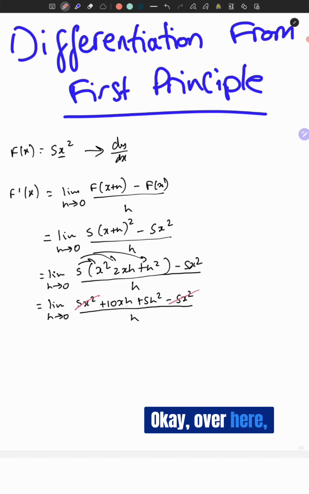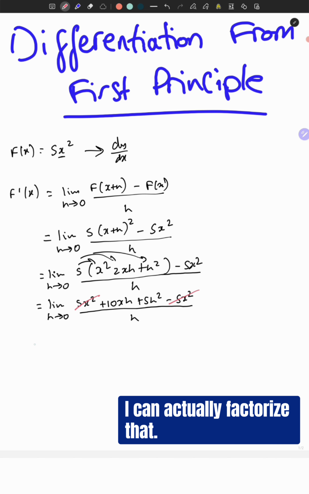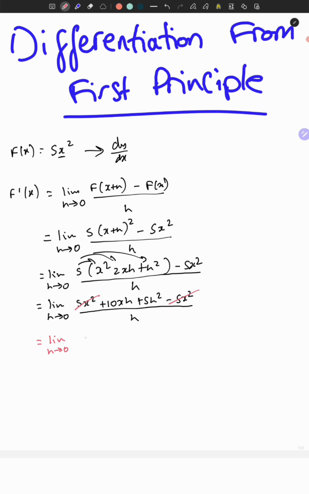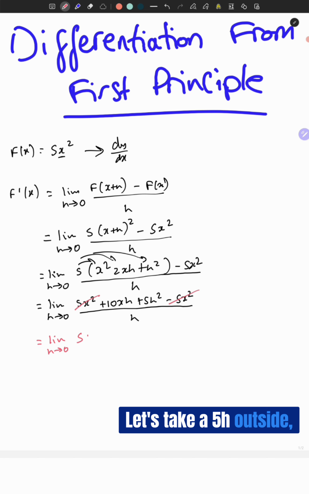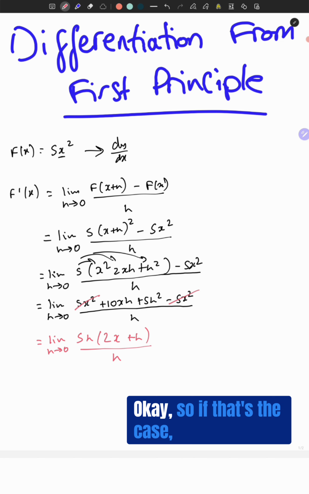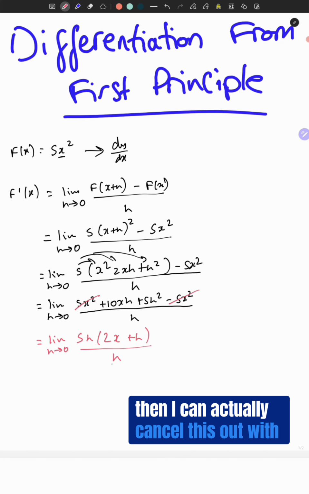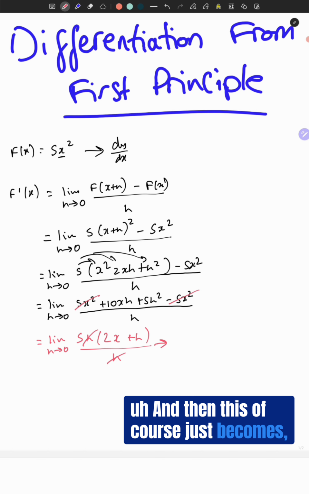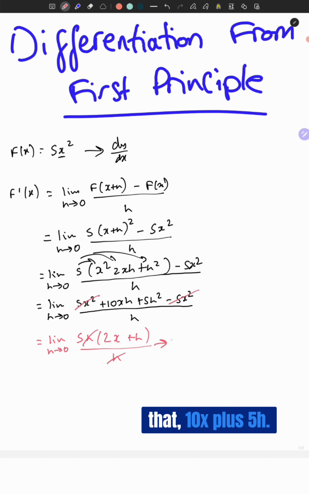Okay, over here I can actually factorize that. So this is the limit as h tends to 0. Let's take a 5h outside, leaving me with 2x plus h, all still divided by h. Okay, so if that's the case, then I can actually cancel this out with that. And then this, of course, just becomes, if I was to re-expand that, 10x plus 5h.